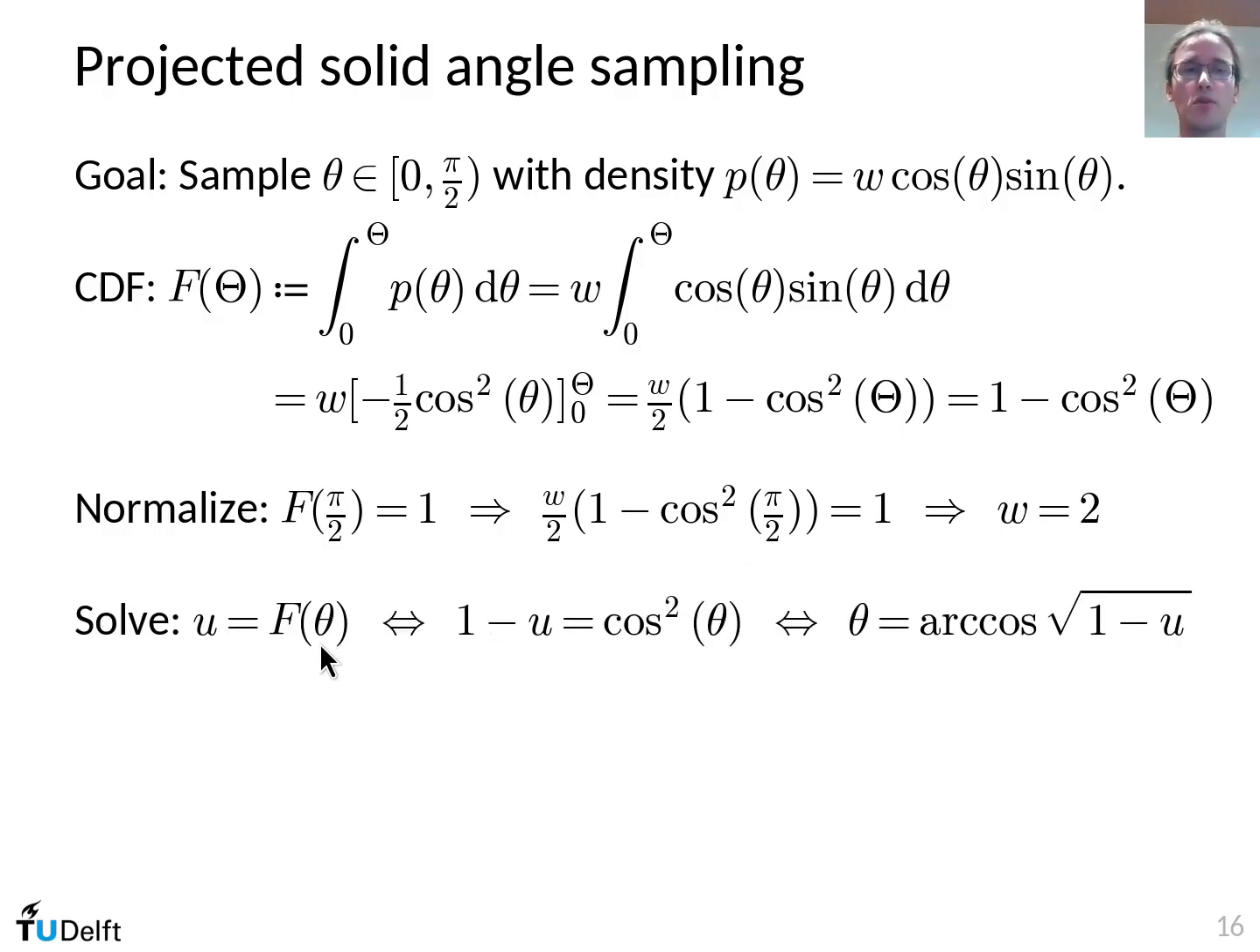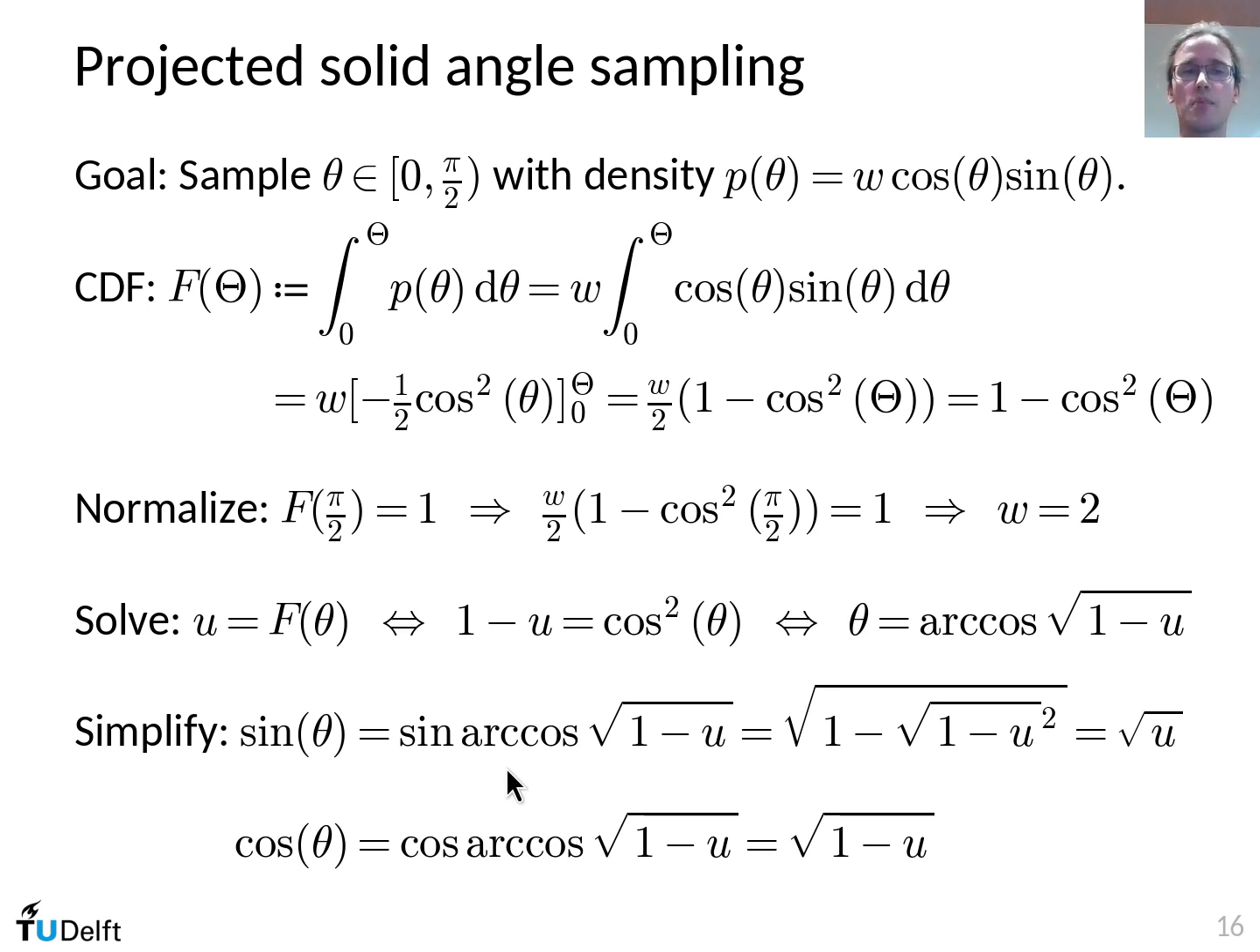And now we have to compute the inverse CDF. So we want to compute a theta that satisfies this equation. And then we put in our definition of the CDF here, and we can take the 1 minus over to the other side. So we have 1 minus u is cosine squared of theta. And then here we first take a square root on both sides, and then we apply the arcus cosine, which is the inverse function of the cosine. And then our final solution is theta equals arcus cosine of square root of 1 minus u.